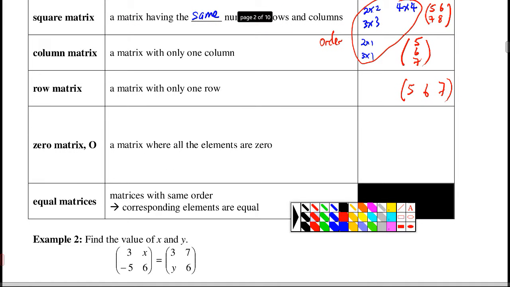Zero matrix. A matrix where all the elements are 0. Easy? Easy lah. 0, 0, 0, 0.